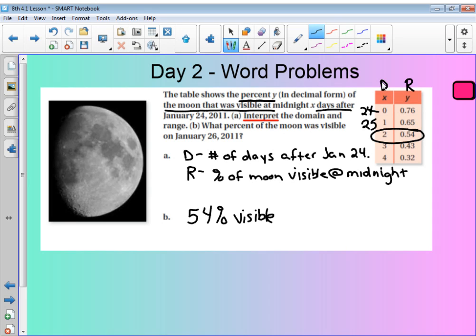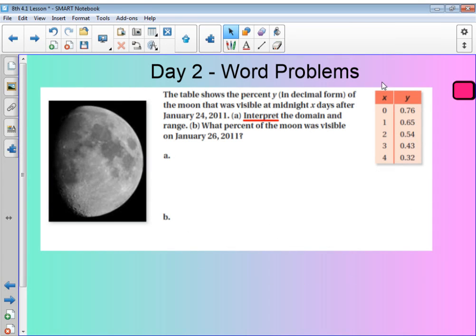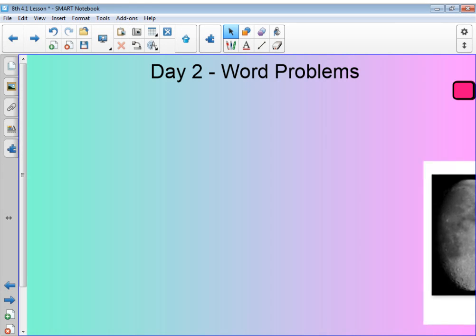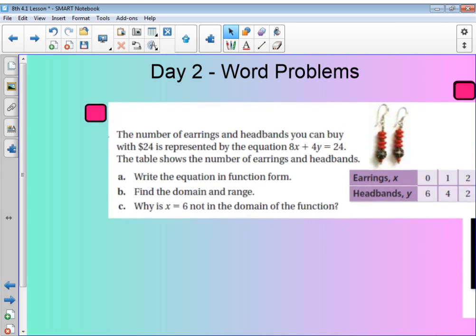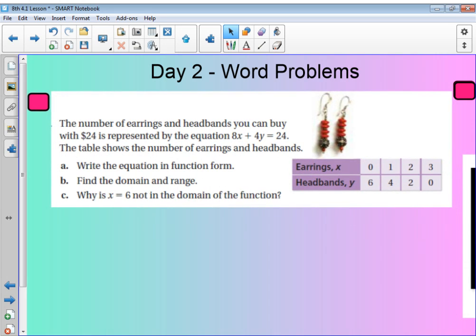Okay, so that's working with a story problem where they're giving us some information as to what those numbers are actually representing, and then piecing that together into a real world scenario and understanding that information. Okay, so we're going to go ahead and do another one of these. Okay, so here's our next one.